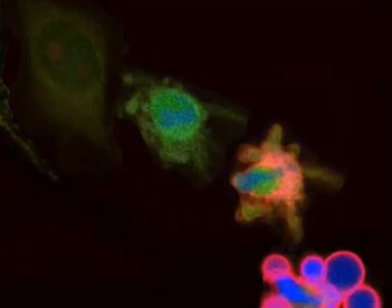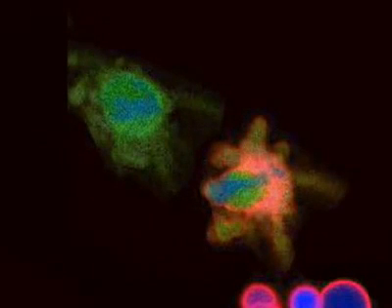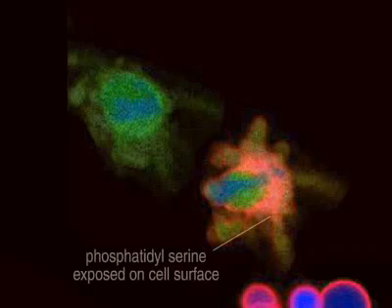At a later step, the lipid asymmetry of the plasma membrane breaks down. In normal cells, phosphatidylserine is found only on the cytosolic face of the plasma membrane. But when cells undergo apoptosis, it becomes exposed on the outside of the cell. This event has been visualized here by adding a red fluorescent protein to the media, which specifically binds phosphatidylserine head groups as they become exposed.